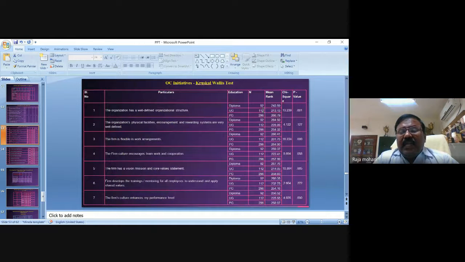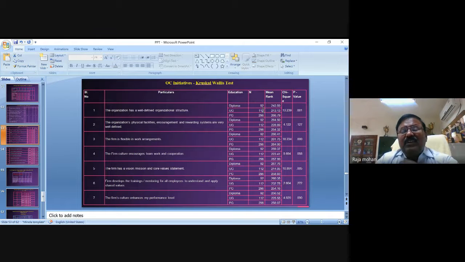And again, Kruskal-Wallis. Yes, Kruskal-Wallis is concerned. What I told you, whether it is there or not, you have to check it. Actually, this is OC, Organizational Capital Initiative, and we are applying the Kruskal-Wallis test. I told you that we require 3 independent populations. Yes, we have 3 independent populations, diploma, UG, PG.